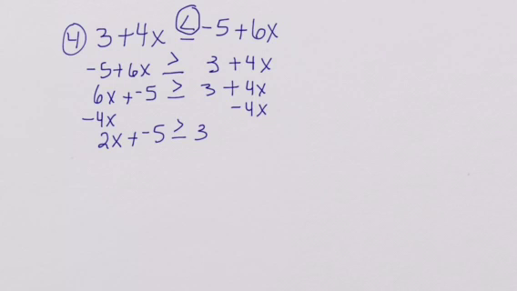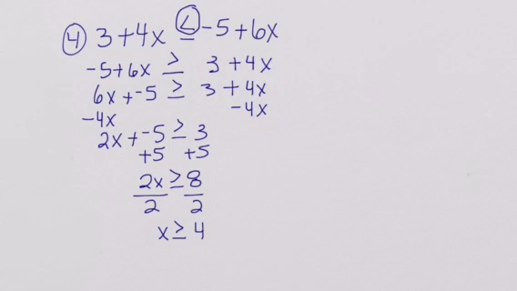Is the variable term alone? It's not. So we're going to zero pair out the 5, and we have 2x is greater than or equal to 8. What math operation is this 2 doing? It's multiplying. What's the opposite of multiplying? Dividing. We're going to divide both sides by 2. X is going to be greater than or equal to 4.